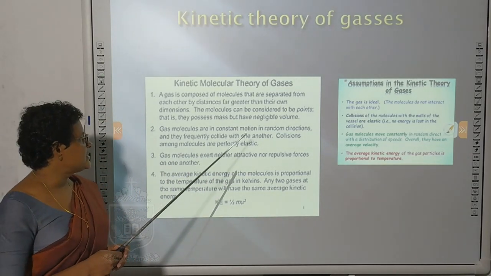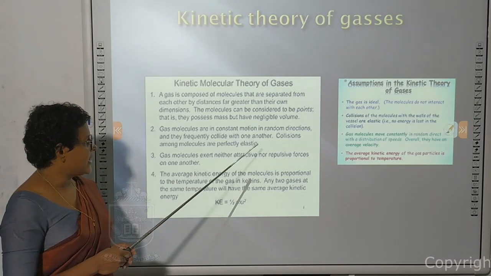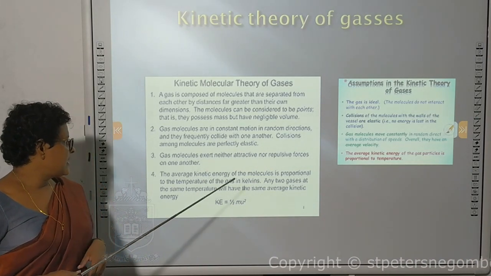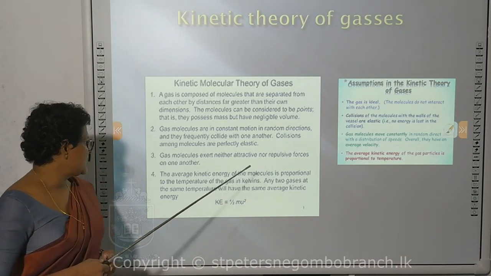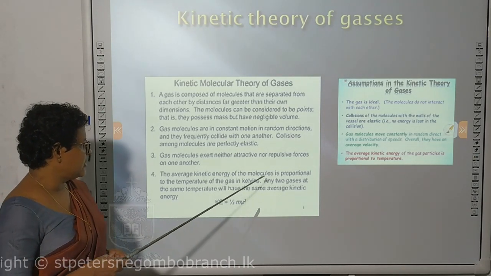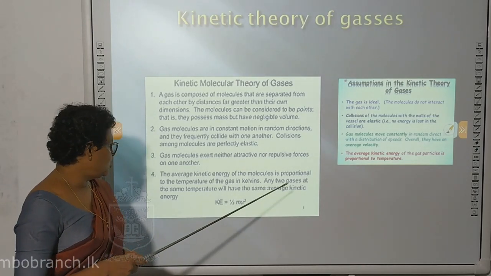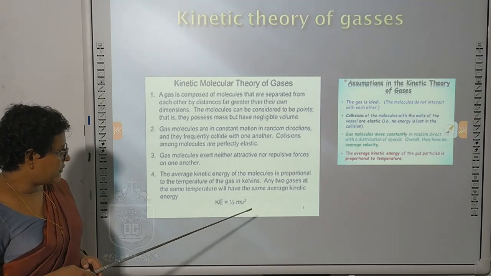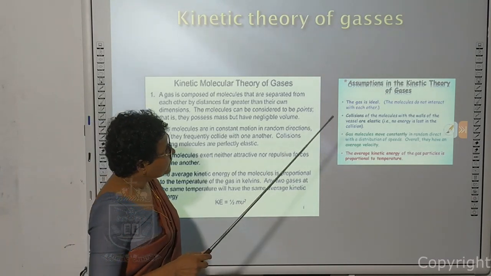Gas molecules are in constant motion in random directions and they frequently collide with one another. Collisions among molecules are perfectly elastic. Gas molecules exert neither attractive nor repulsive forces on one another. The average kinetic energy of molecules is proportional to the temperature of the gas in kelvins. Any two gases at the same temperature will have the same average kinetic energy, K equals half mv squared, right?